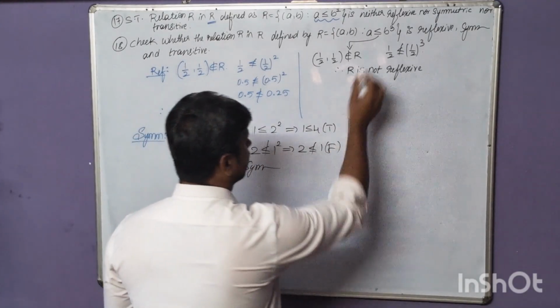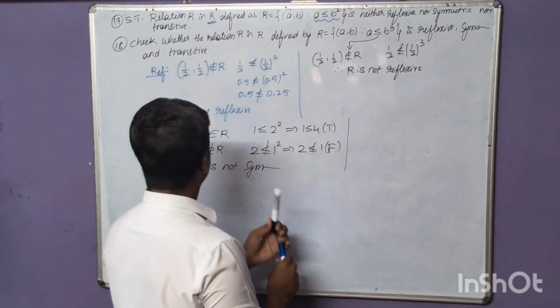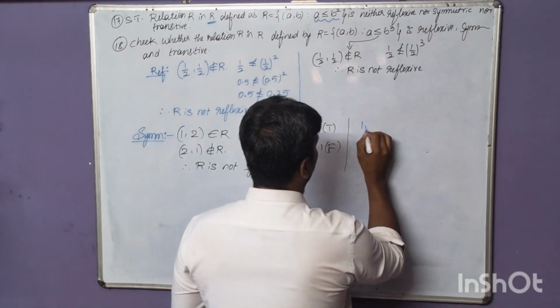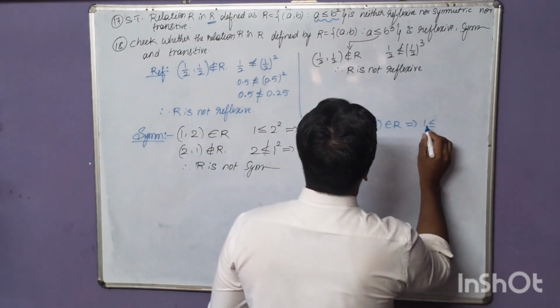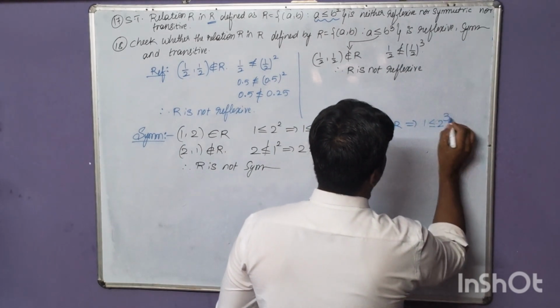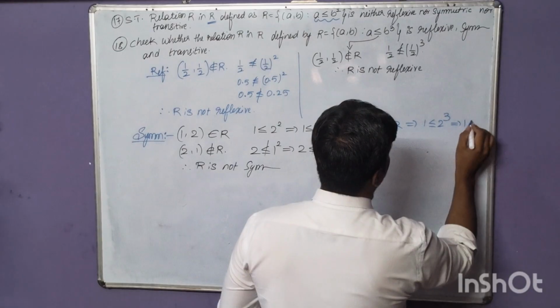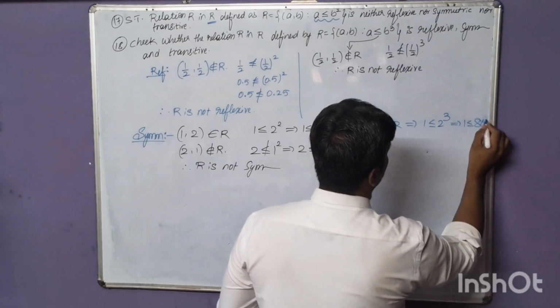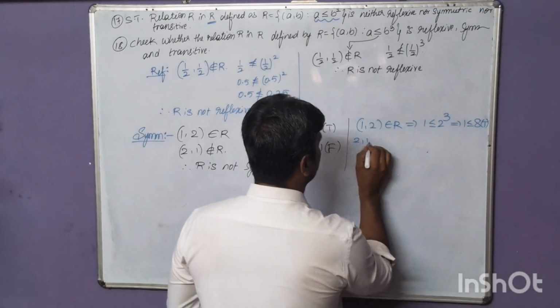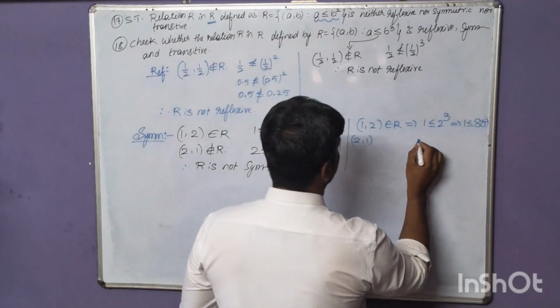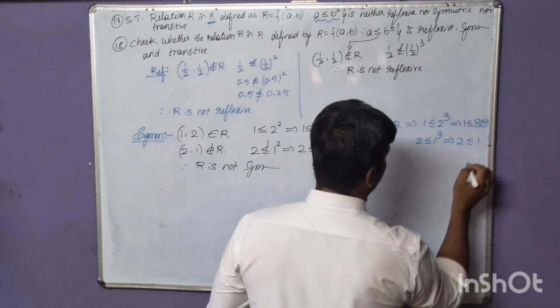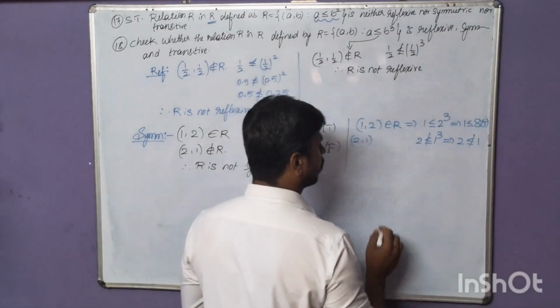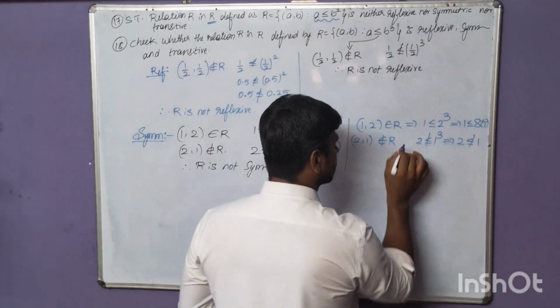Similarly, for the condition A is less than or equal to B cube, I can prove the same. (1, 2) belongs to R, which implies that 1 is less than or equal to 2 cube, which is 1 is less than or equal to 8. That is true. But if I take the reverse, (2, 1), I can check that 2 is less than or equal to 1 cube, which implies that 2 is less than or equal to 1. 2 is not less than or equal to 1. So we can say that (2, 1) does not belong to R.